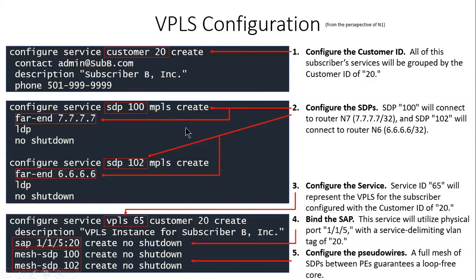Next, we're going to configure our targeted LDP sessions or our service tunnels. So our service tunnel being represented by SDP 100 is going to connect to router N7, and our service tunnel being represented by SDP 102 is going to connect to router N6. And again, we're going to specify MPLS as the delivery method and enable LDP signaled label switched paths.